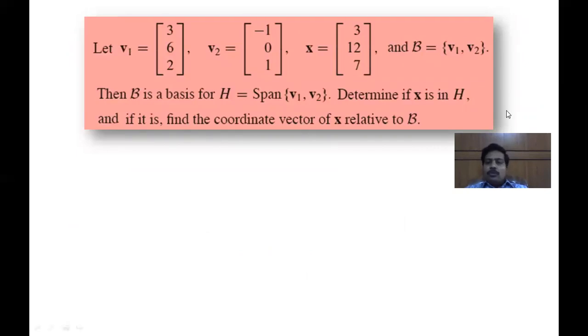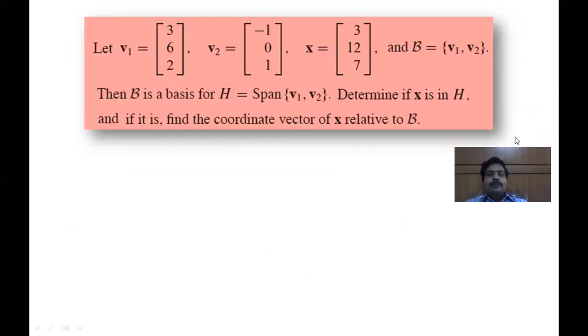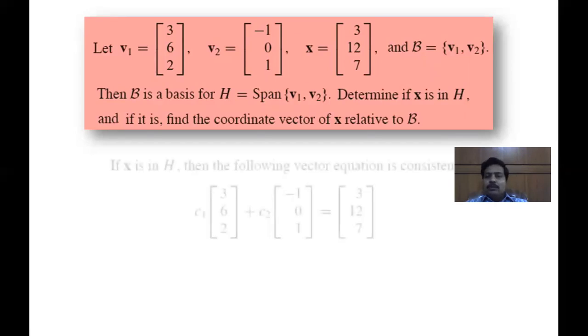Let us quickly go through one more problem. Let V1 is equal to (3, 6, 2), V2 is equal to (minus 1, 0, 1), and X is (3, 12, 7), and B is equal to the set {V1, V2}. Then B is the basis for H, that is span of V1, V2. Determine if X is in H, and if so, find the coordinate vector of X relative to B.